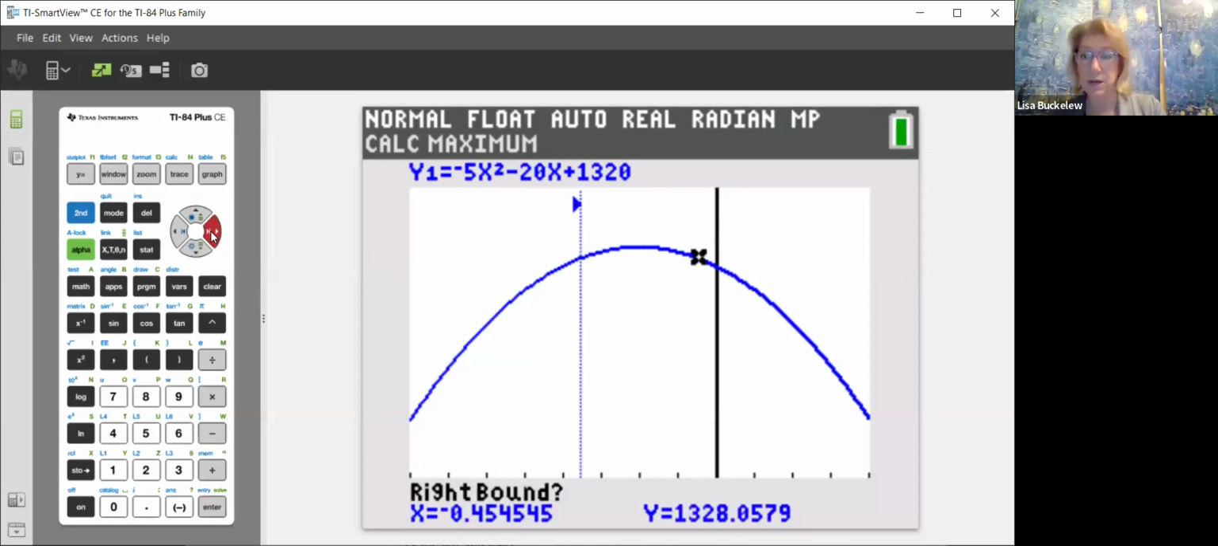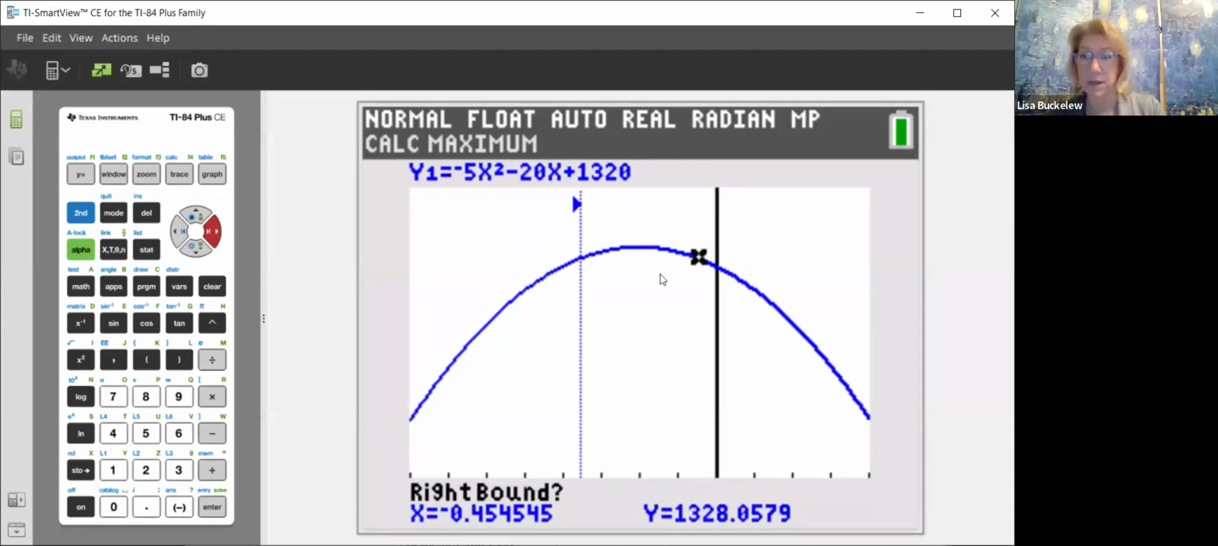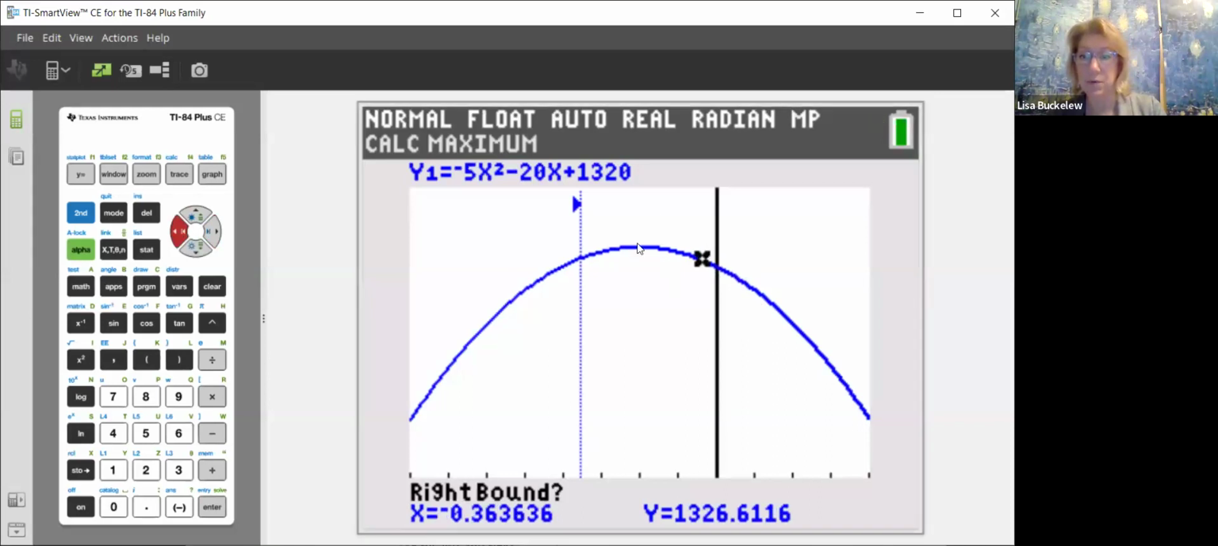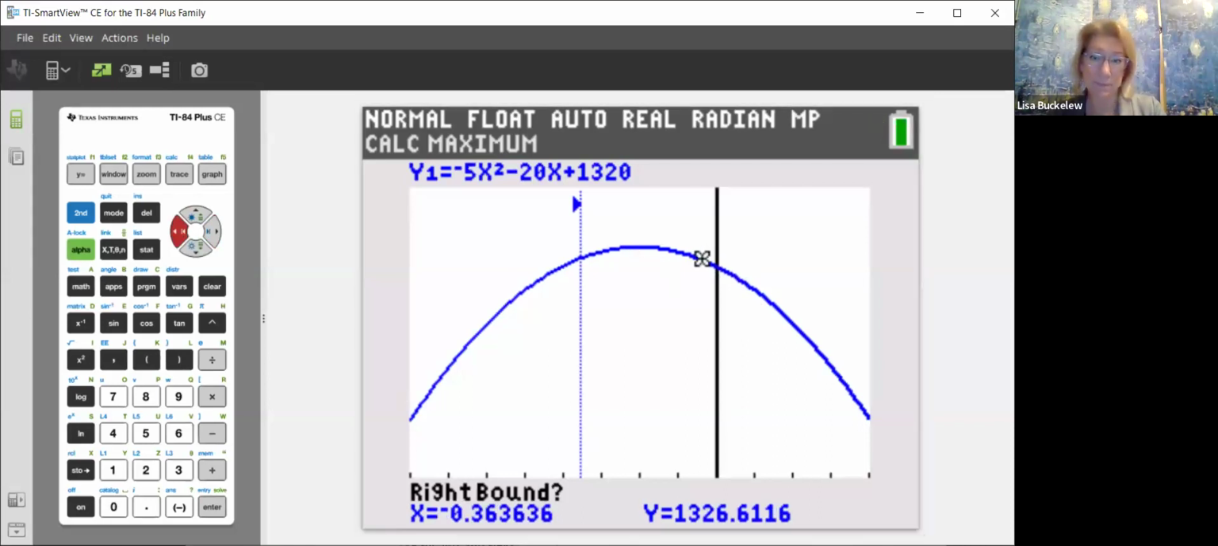Now I'm on the downhill side over here somewhere. That's the y-axis I'm heading towards there. But I'm on the downhill side here. I could go all the way down, way out here. It doesn't matter. All of these are fine. It's anything that is to the right of that high point that we're looking for. So I'm going to hit enter again.